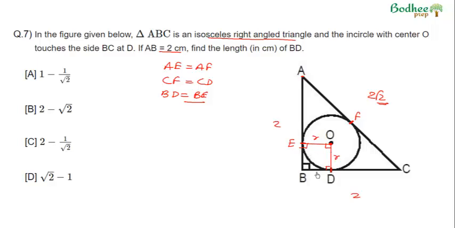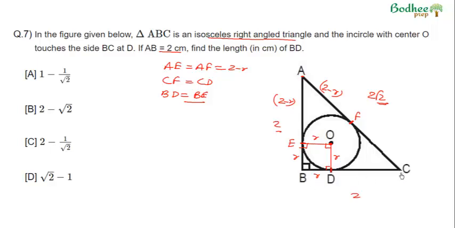So this figure which is formed, that is BDOE, is nothing but a square. So this is also R and this is also R. So we can say that AE, the value would be 2 minus R. So this is 2 minus R, and same thing would be for AF also. So this is also 2 minus R.